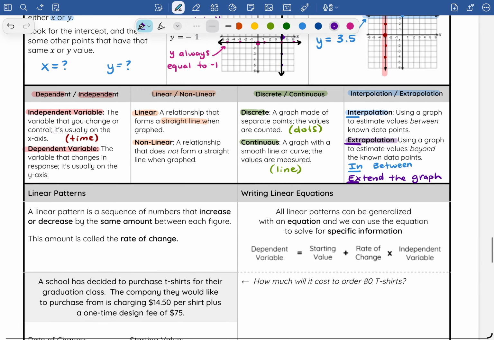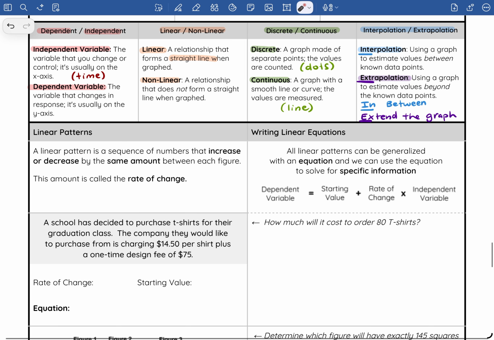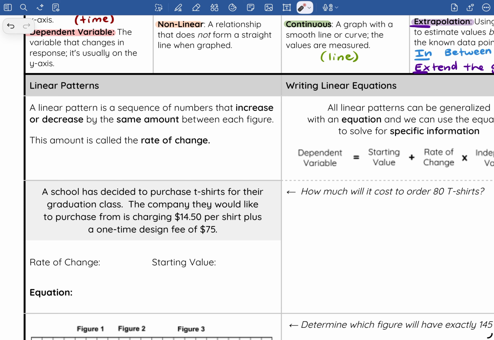And then the last little bit that we have here is what we went over yesterday. So this is linear patterns and really looking at writing linear equations. So a linear pattern is a sequence of numbers, usually representing a situation of some sort, but it could just be a sequence of numbers. The important thing is that they increase or decrease by the same amount between each. We're going to cross that out and just say step, I guess. Figure is more when we're just thinking about those little square drawings. But what we're thinking is just a bunch of numbers that are always increasing or decreasing by the same amount. The amount that they're increasing or decreasing is what we call the rate of change.